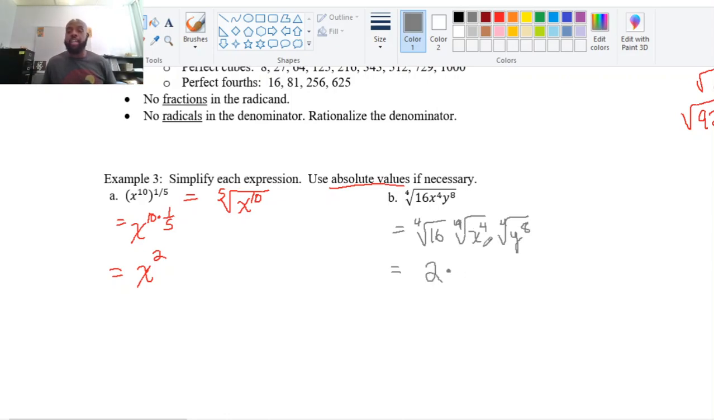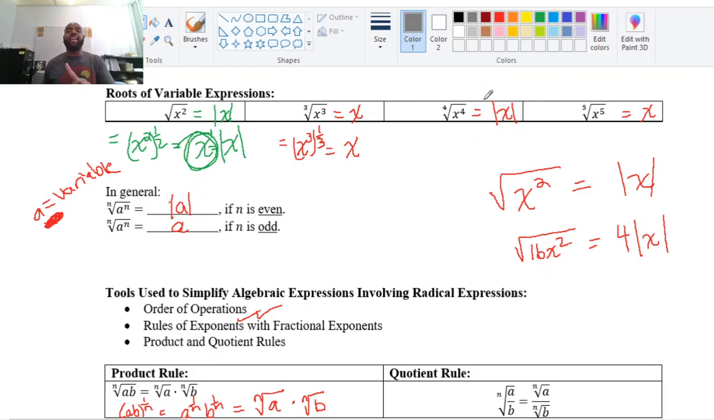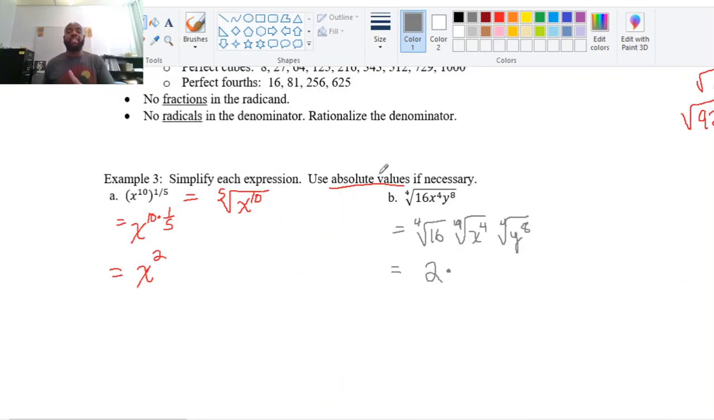The 4th root of x to the 4th, that was in my chart up here. That equals the absolute value of x, because I'm going to have to use that absolute value since that index is even. So that's the absolute value of x. I have the 4th root of y to the 8th. Well, if you think about this, this is y to the 8th raised to the 1/4 power, which is, well, 8 divided by 4 is 2, y squared.